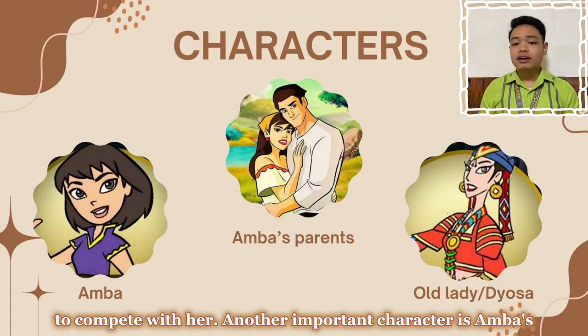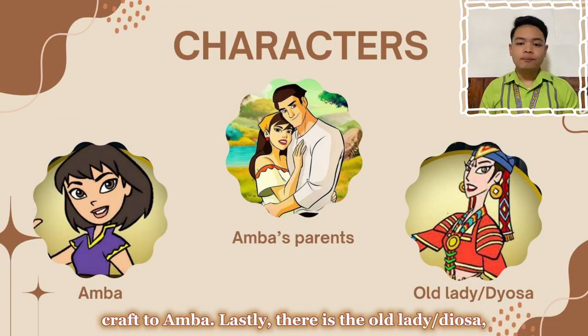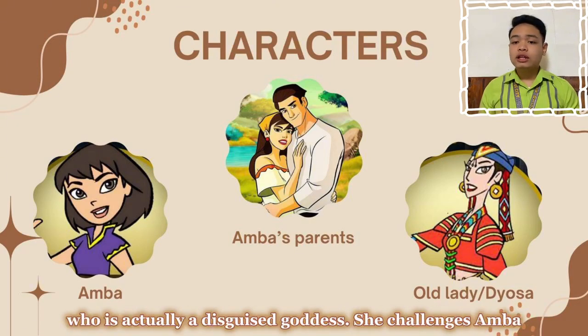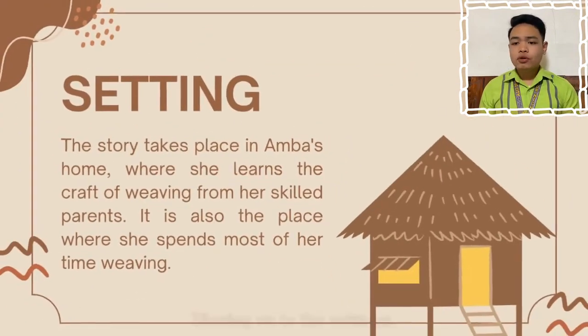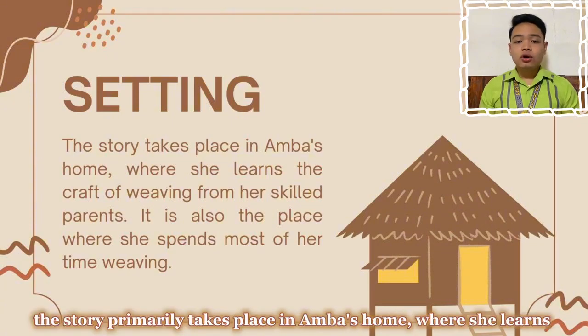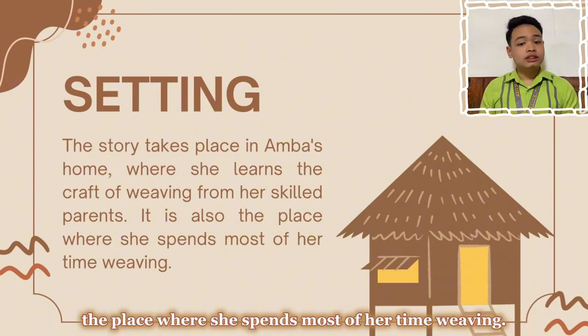Another important character is Amba's parents, who are skilled weavers themselves and pass down their crafts to Amba. Lastly, there is the old lady or Josa, who is actually a disguised goddess. She challenges Amba and later reveals her divine identity. Moving on to the settings, the story primarily takes place in Amba's home, where she learns the craft of weaving from her skilled parents. It is also the place where she spends most of her time weaving.